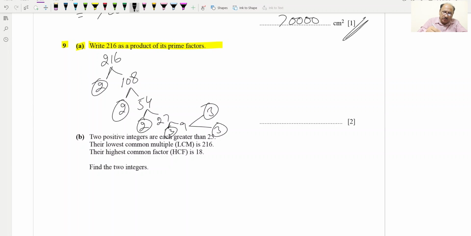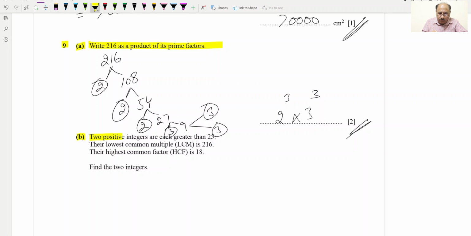This will be 2 raised to the power 3, this one. So we can write 2 raised to power 3 and 3 raised to the power 3. So multiply by 3 raised to the power 3, and this will be the final answer for this question.